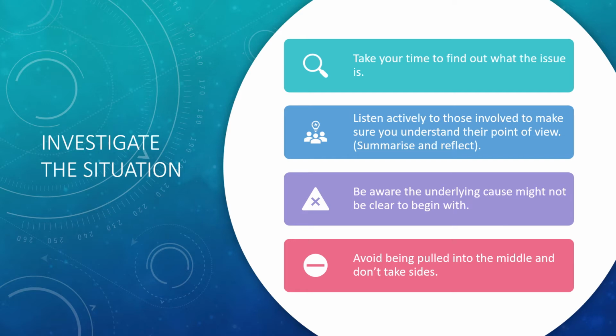Is it a problem with the book? Is it a problem with how you're running the lessons? Is it a problem that they feel that you're nominating someone more often than you're nominating them? Are you criticizing them subconsciously? You might be doing it without realizing it. Listen actively to those involved and make sure that you understand their point of view. Active listening is where you can summarize what they're saying and reflect it back to them. It shows that you care, you've taken in the information, you've been able to process it, and you're giving it back to them and getting a response.